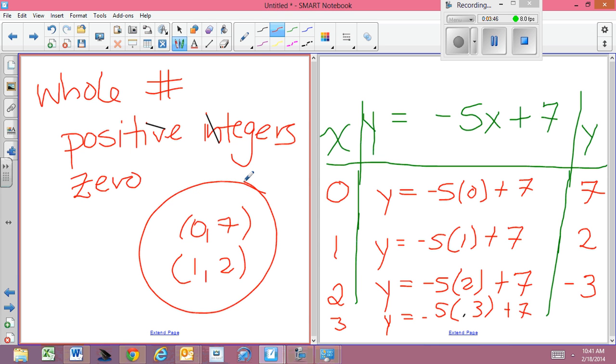So in this section, you should be able to find whole number solutions to a two-variable equation and also test if a given ordered pair is a solution to the equation. That's it for section 8.1.